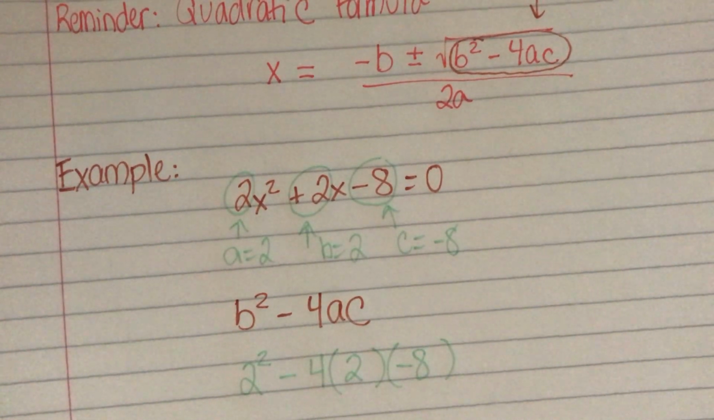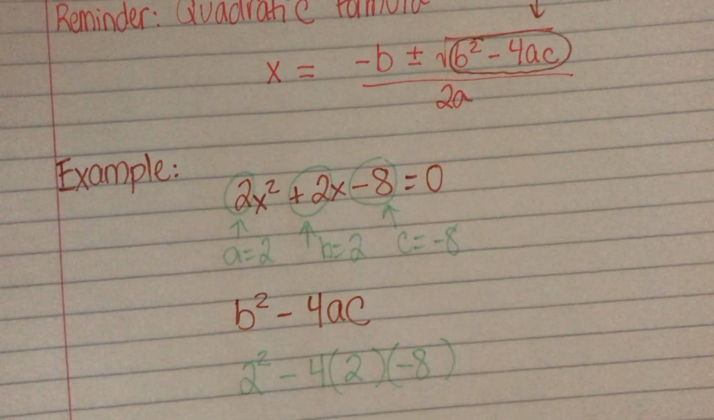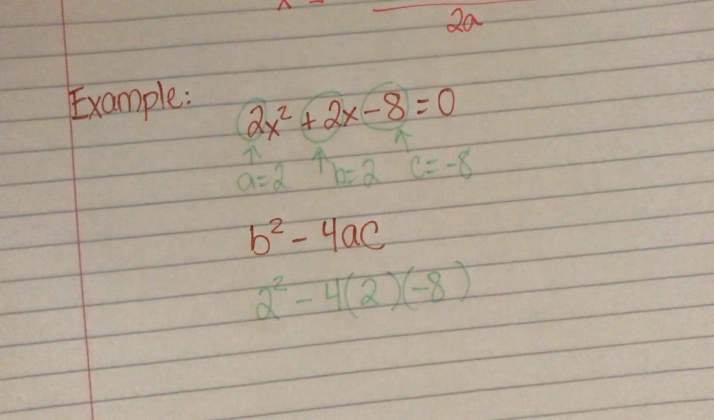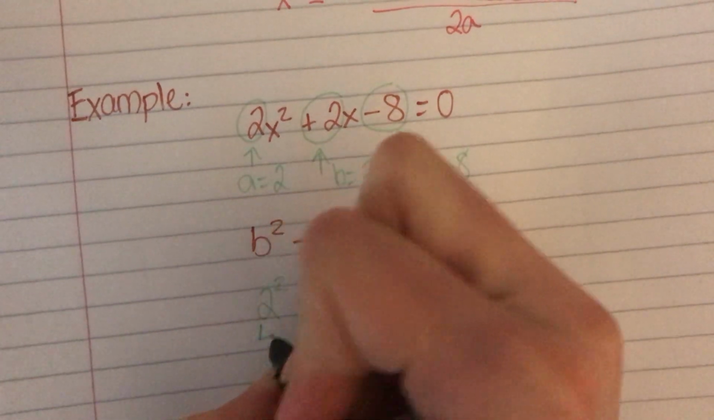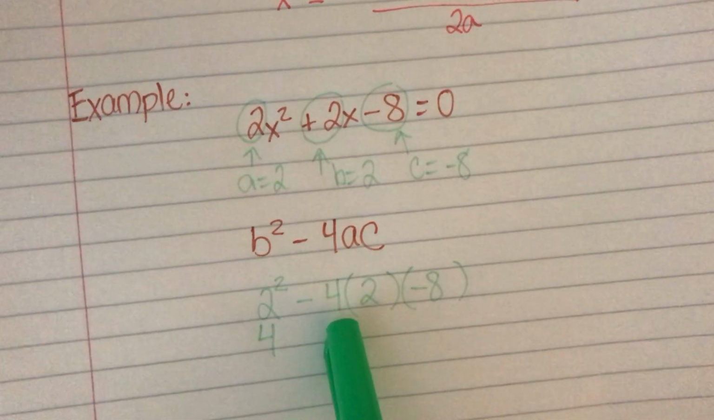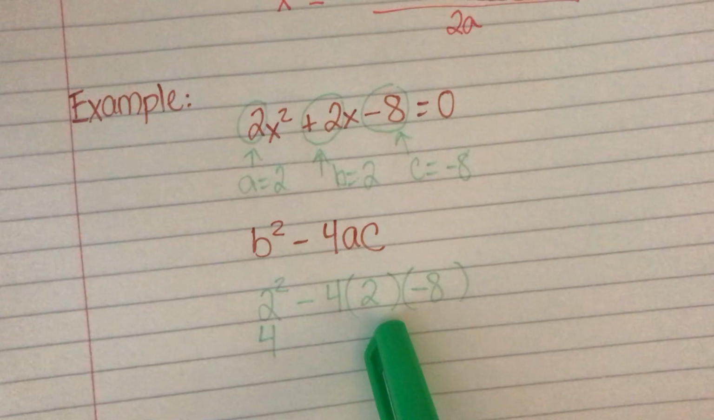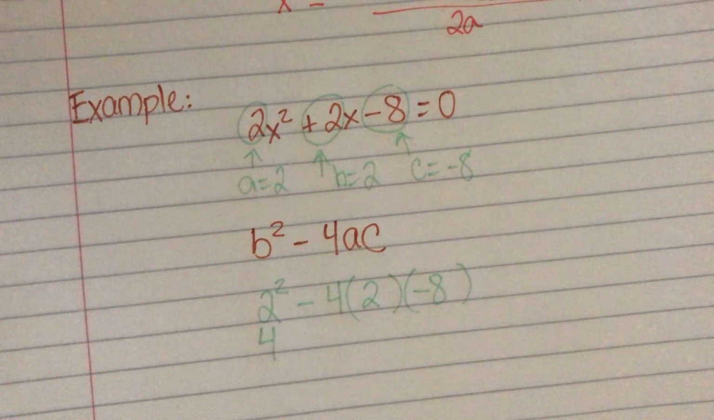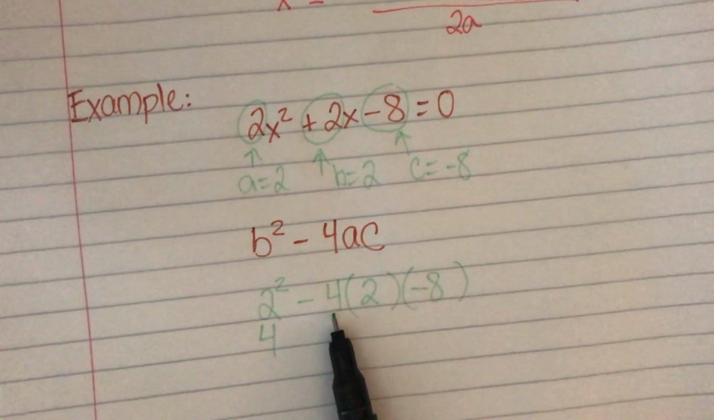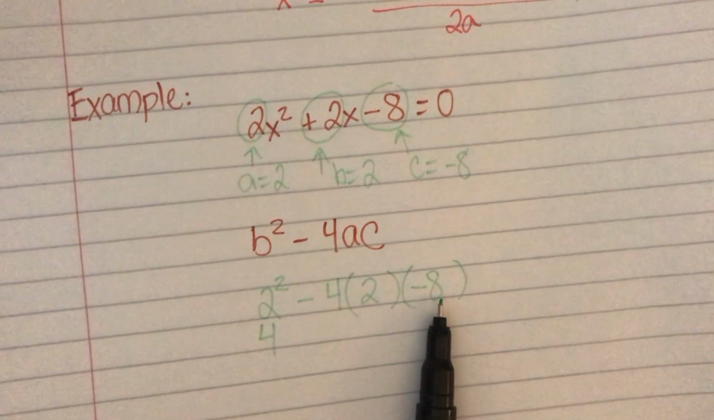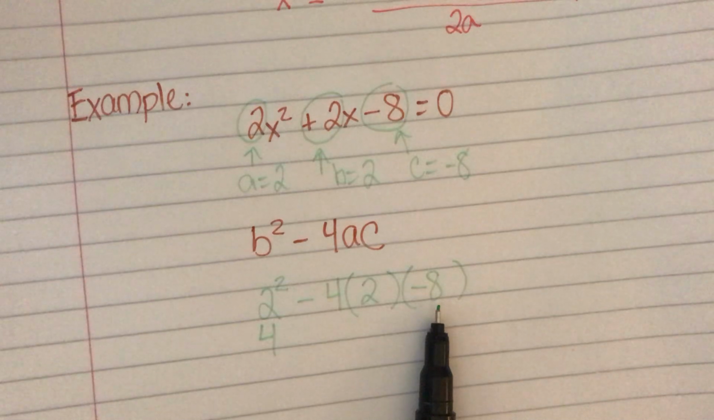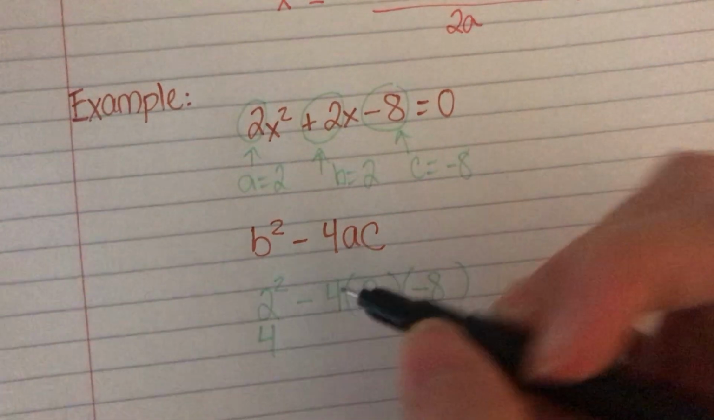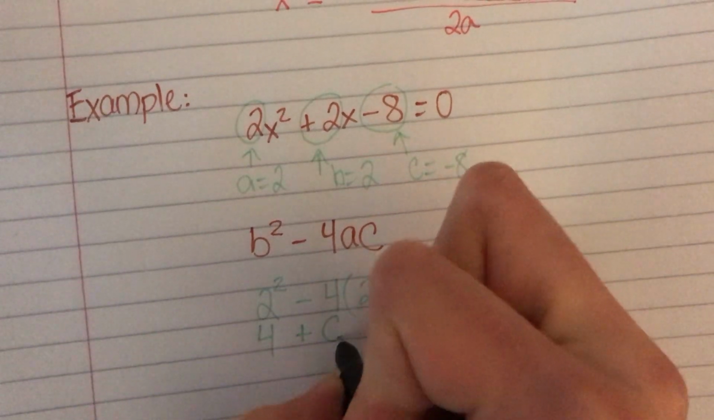All right, now that we've done that, we just need to continue simplifying. So what is 2 squared? That's simply 4. Over here we have negative 4 times 2 times negative 8. We can plug that into the calculator, or you can plug that into an online calculator to see what you get, but it's going to be positive 64.